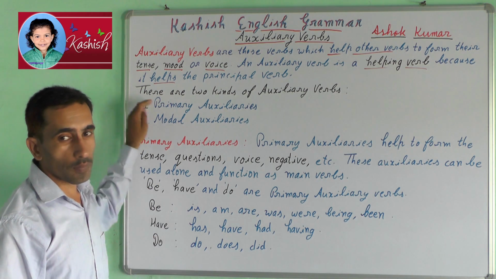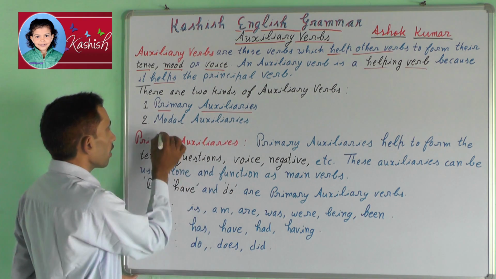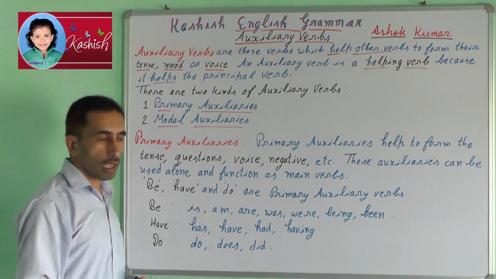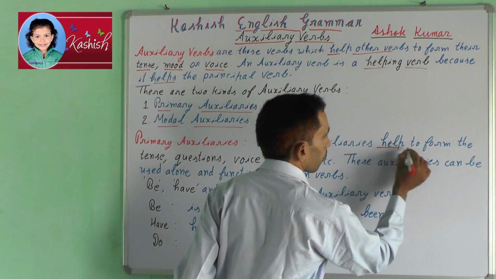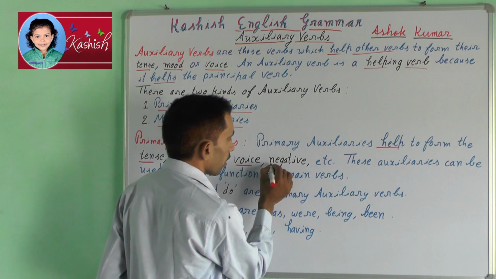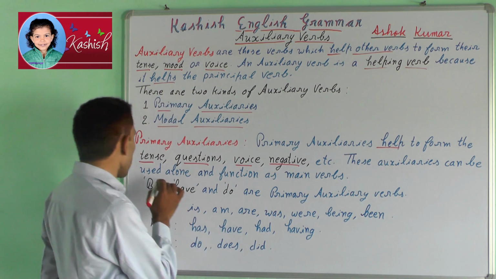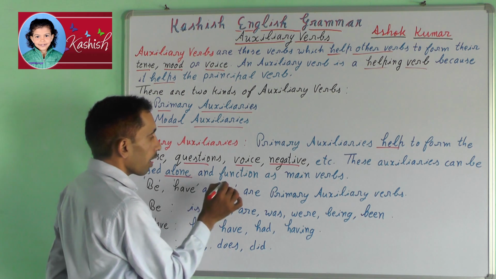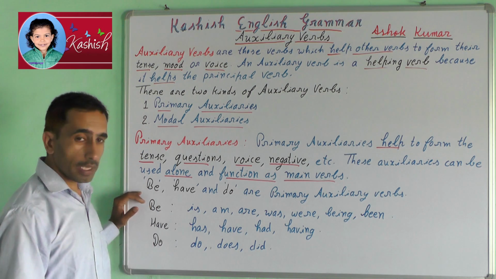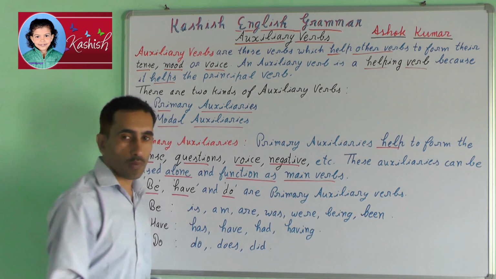There are two kinds of auxiliary verbs: primary auxiliaries and modal auxiliaries. Primary auxiliaries help to form the tense, questions, voice, negative, etc. These auxiliaries can be used alone and function as main verbs. Be, have and do are primary auxiliary verbs.